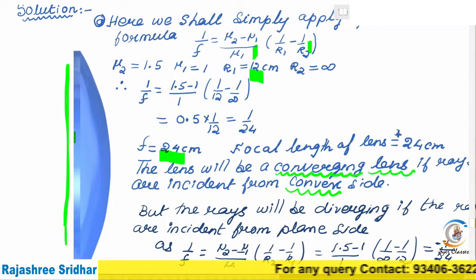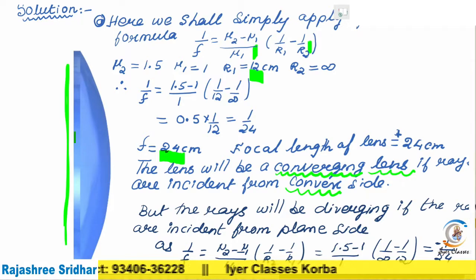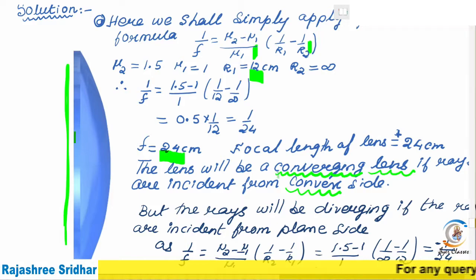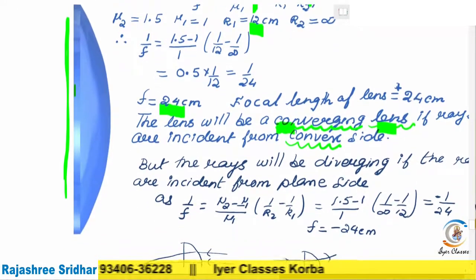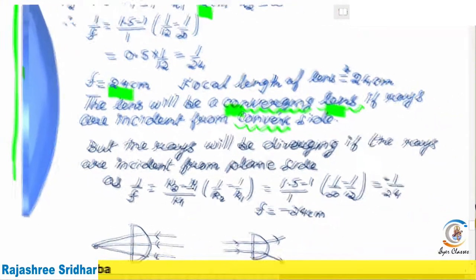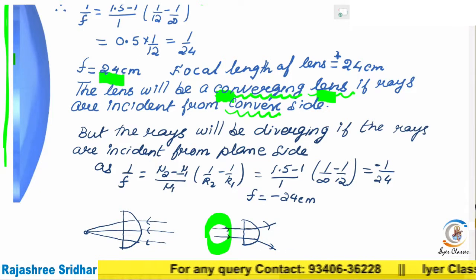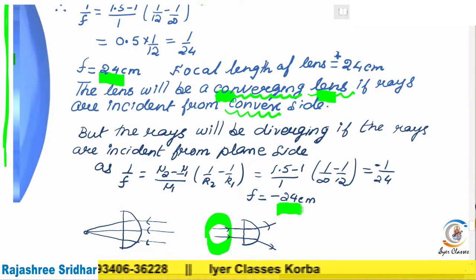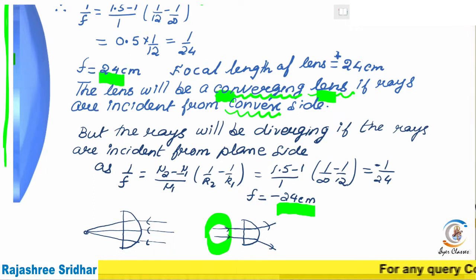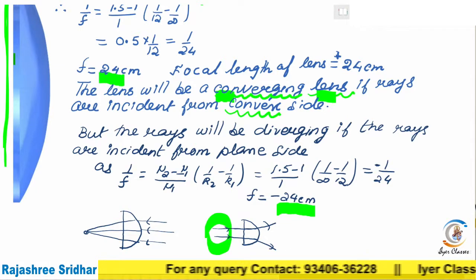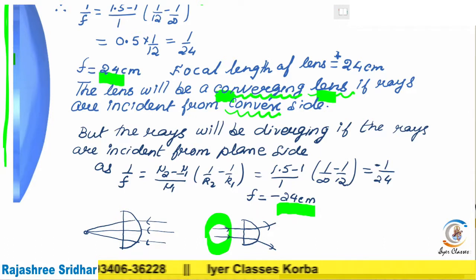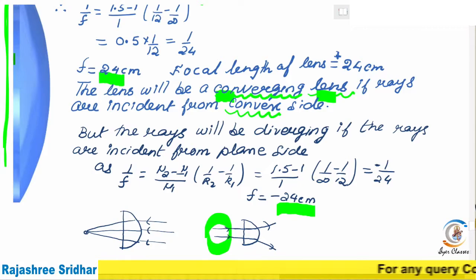Now if I send the rays from the convex side, I know that it will act as a converging lens. If the rays are sent from the opposite side, that means initially from the plane side, then applying the same formula, I'll get the focal length of the lens as minus 24. That means it becomes a diverging lens, right? So the focal length of this lens depends entirely upon the direction from which the rays of light are sent.